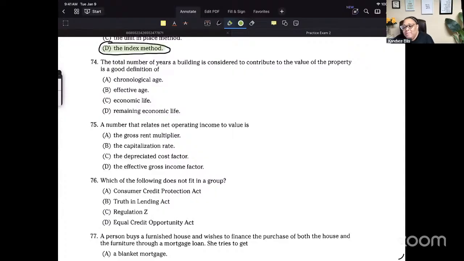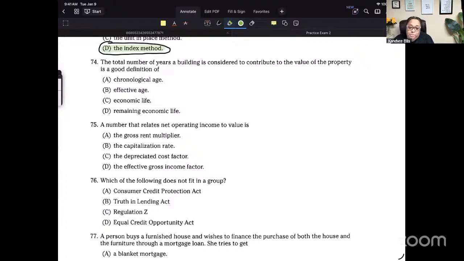Yeah, Caroline, I mean, it's humbling to not know all of these answers, but I do like them because you never know. Chronological age, effective age, economic life, or remaining economic life.